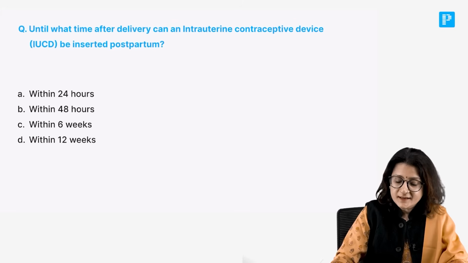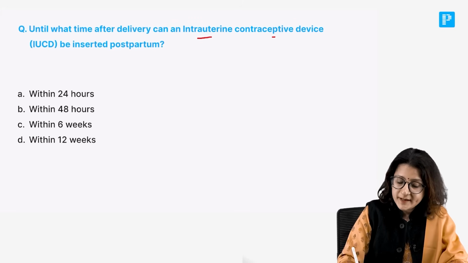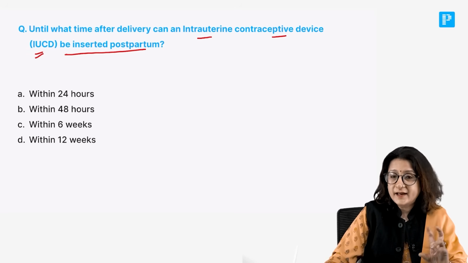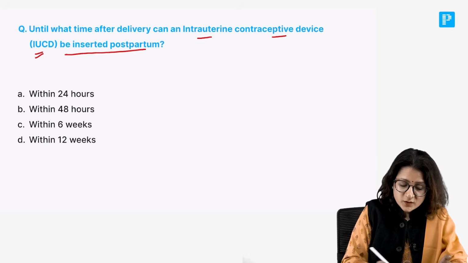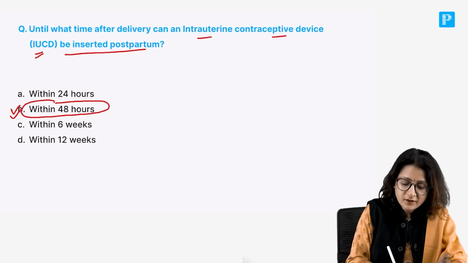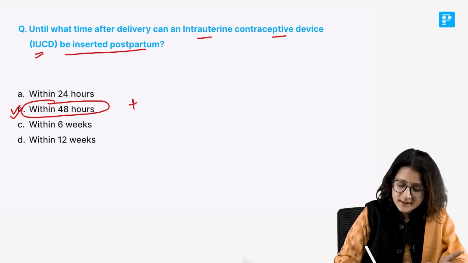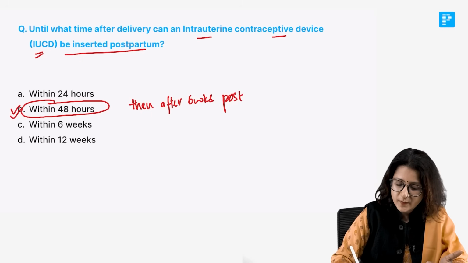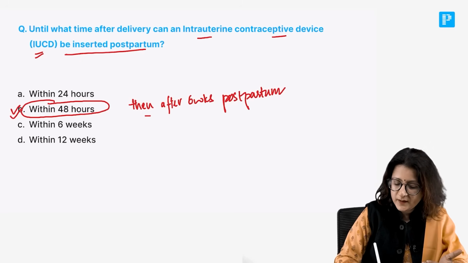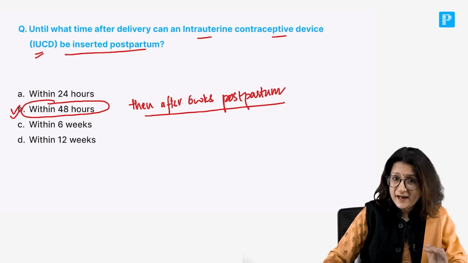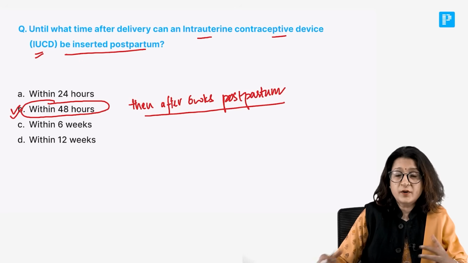Until what time after delivery can an intrauterine contraceptive device or IUCD be inserted postpartum? Okay, so again, this is often being asked. So postpartum, it can be introduced within 48 hours. If we don't introduce it within 48 hours, then after 6 weeks postpartum. Also remember, especially in the Government of India program, copper T is being promoted a lot.